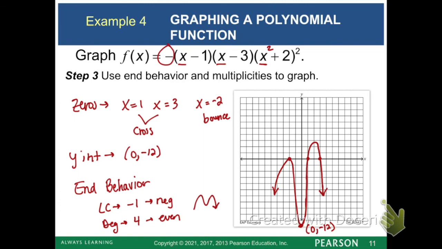When I drew my graph here, I put my x-intercepts on. I bounced off of -2, and I wasn't able to fit (0, -12) on my graph, so I just put it down low and labeled it as (0, -12), which is fine. And then I crossed through 1 and 3.